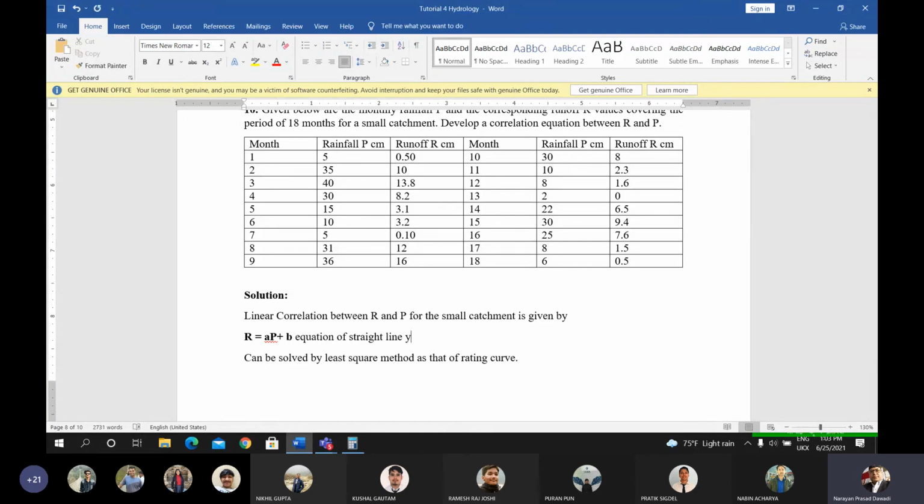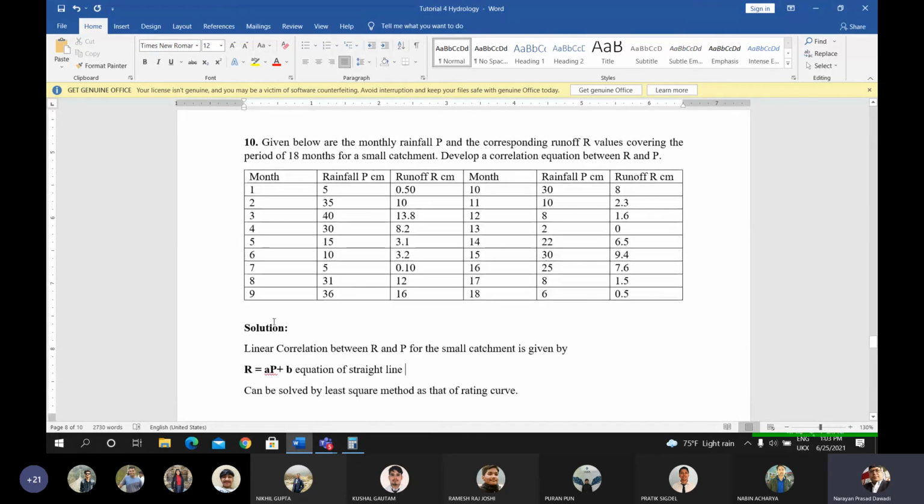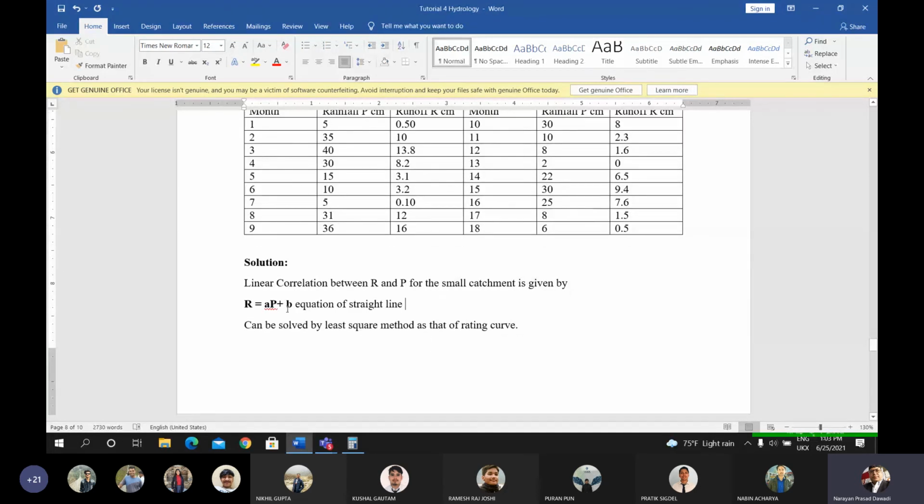Y is equal to mx plus c. So the r is equal to y, and this is the linear relation. So the value of r and p can be r is equal to a p plus b. The value of a will be n summation rp minus summation r into summation p, divided by n summation r square minus summation p whole square. This is the equation to find the value of a.